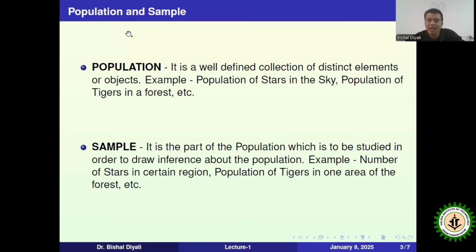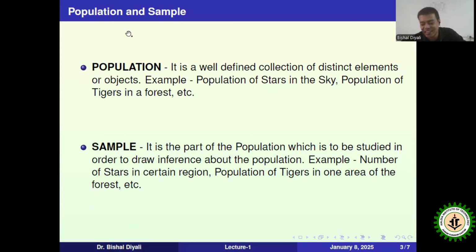Suppose the population is the entire population of stars in the galaxy. Suppose we want to know the total number of stars in the sky, and we cannot count every star. We have to look at a certain section of the sky and use some statistics to estimate the total number of stars based on that section. Suppose we want to calculate the total number of tigers in a forest, then we look at a particular area of that forest and observe the tigers there. And there are so many other things.